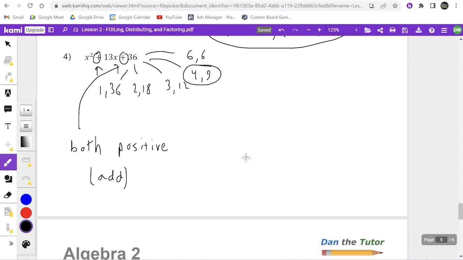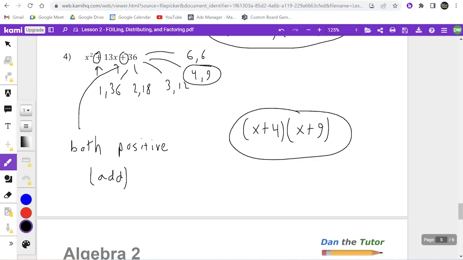By the way, once you get really good at factoring, you don't even have to write out all the pairs. You can stop once you get to the one that you know is right. Like for instance, if I know 4 and 9 adds up to 13, I can just stop there. I don't need to list out 5 factors. But if you're unsure and you want to keep the training wheels on, at least for a little bit, that's absolutely fine. You write out all the factors and you'll get the right answer. So the answer is x plus 4 and x plus 9. And there we go. Any questions on that one?